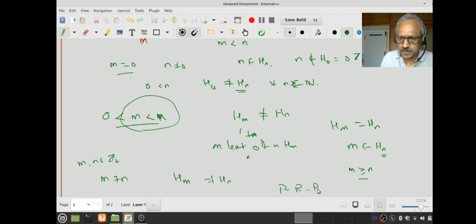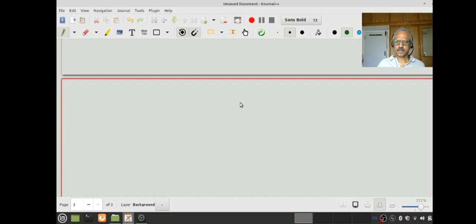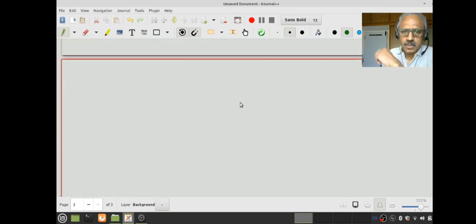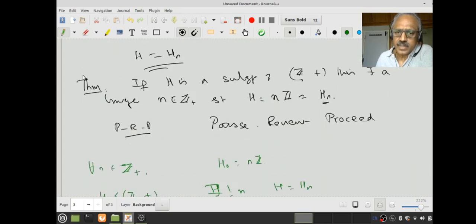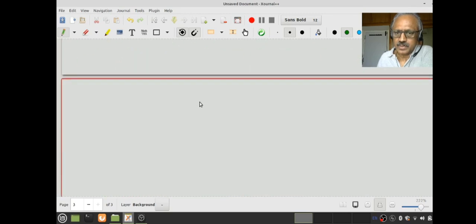Pause, review, proceed. So we can strengthen our earlier theorem. Notice that earlier theorem, what did it say? It said simply that if H is a subgroup, then it must be of the form nZ, where n is the least positive element in H. You understand? Right. Now what are we saying? All these subgroups are also distinct, right? Therefore we can strengthen the theorem.